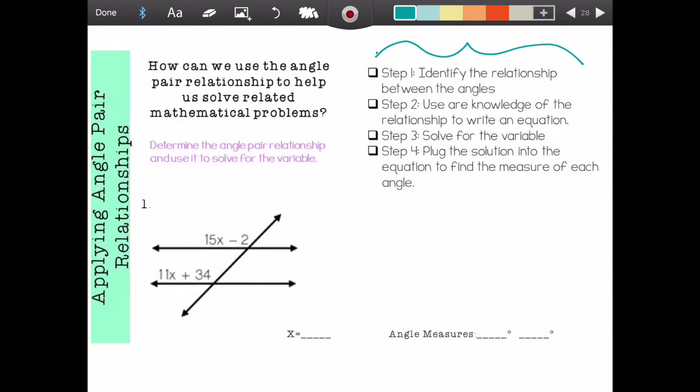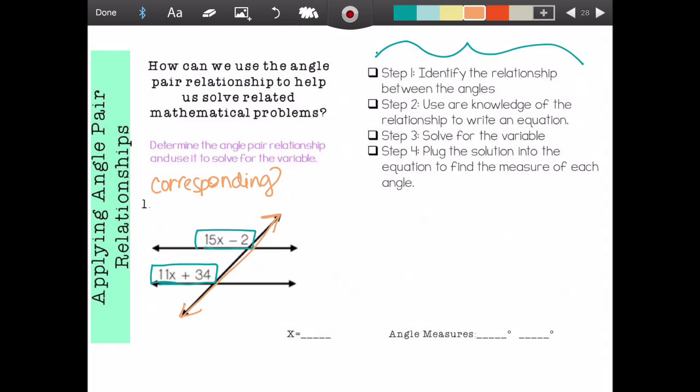So step 1, identify the relationship between the angles. Step 2, use the knowledge of the relationship to write an equation. So let's focus on step 1 first. Our angles are here and here. Now, they're on the same side of the transversal, but one is on the exterior and one is on the interior. So these are corresponding angles.